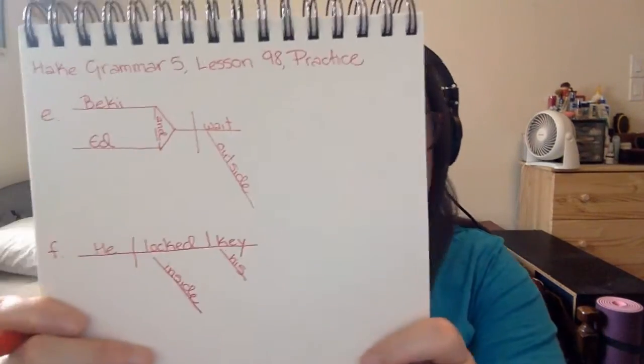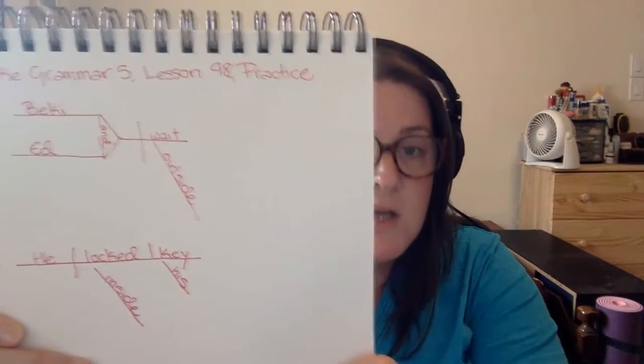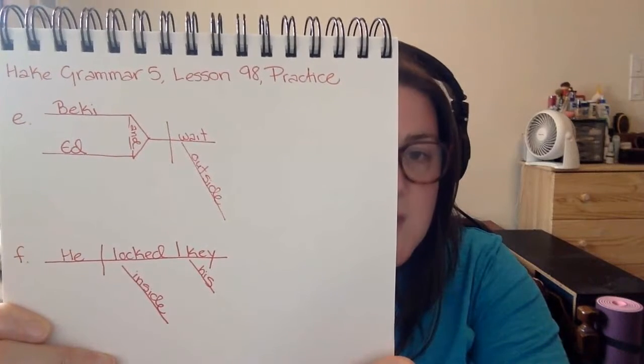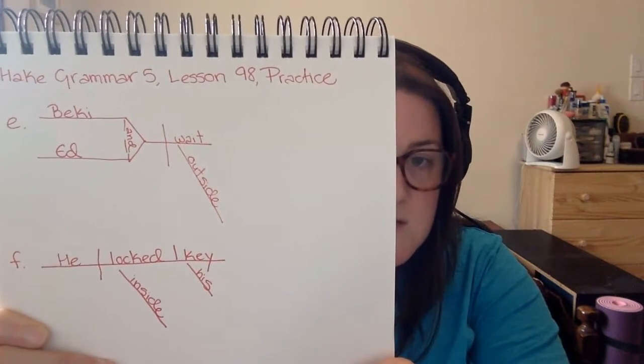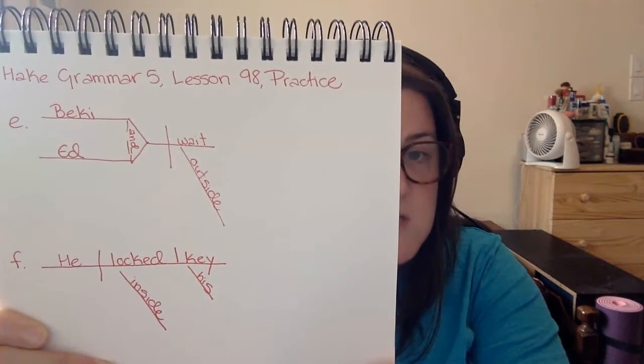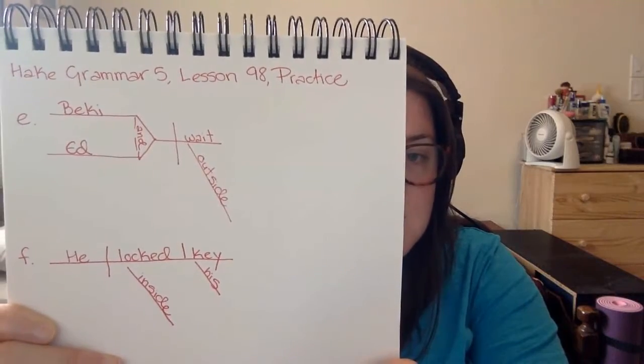Sentences E and F are asking us to diagram. So we're going to diagram Becky and Ed waited outside. So here's my diagram. Becky and Ed is the compound subject. Wait is my verb, and outside is my adverb that is modifying wait. And you see that it is diagrammed in the same way I would diagram an adjective, on the slanted line, and it's beneath the word that it modifies. It's beneath wait.